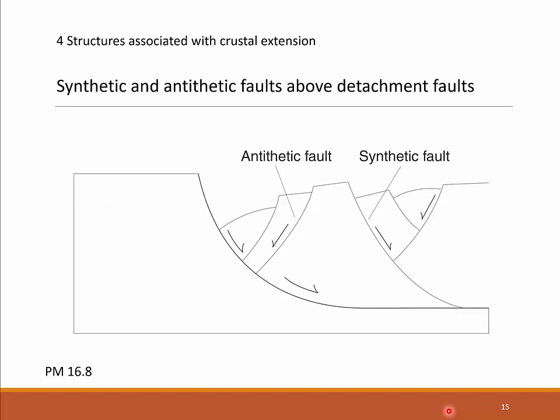Here we see that extensional structures can be more complex than what we have seen on the rather simplified illustrations on previous slides. Here we see a combination of normal faults on top of a large Listric detachment fault, and here we distinguish synthetic and antithetic normal faults. The synthetic normal faults would show the same displacement direction as the detachment, and the antithetic faults would show the opposite, the conjugated displacement direction, top to the left in this case versus top to the right for the synthetic ones.